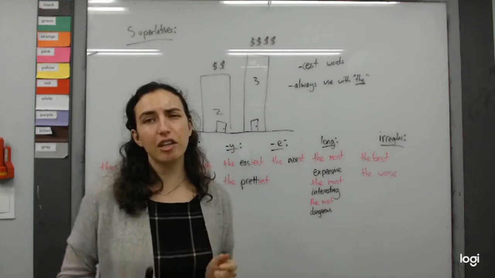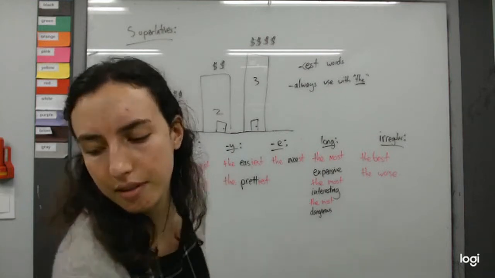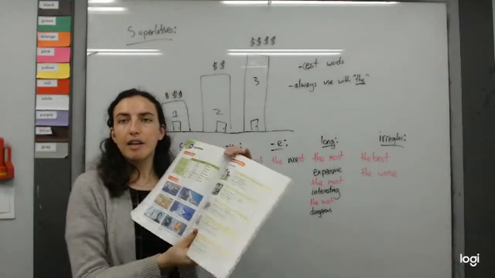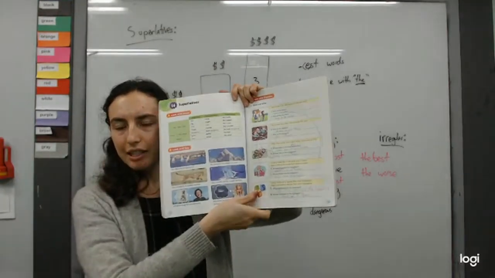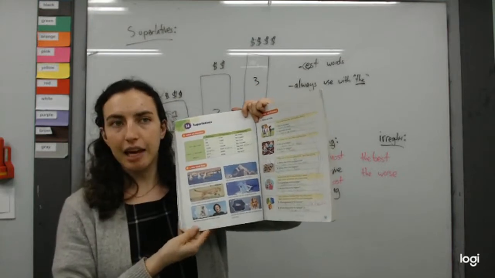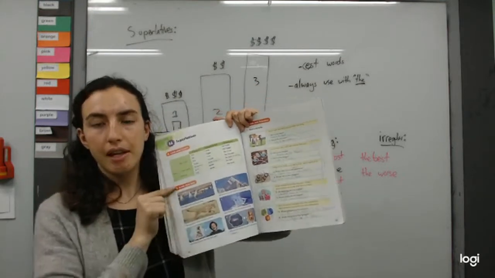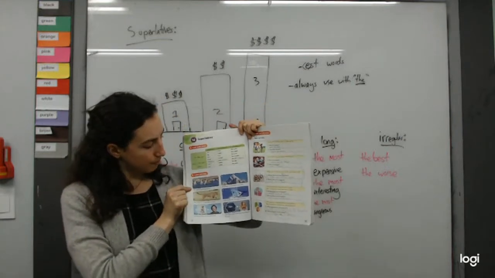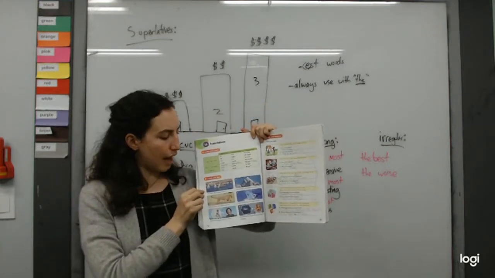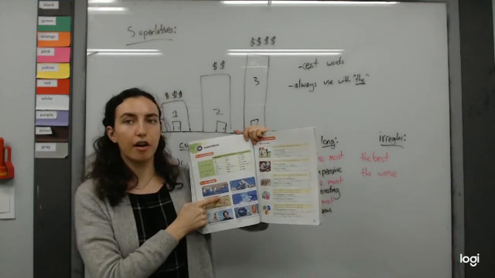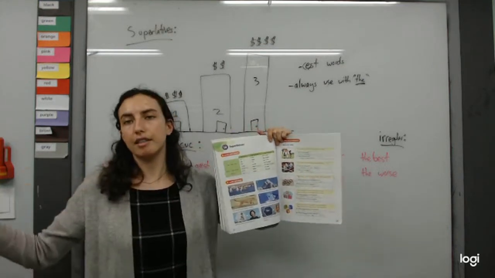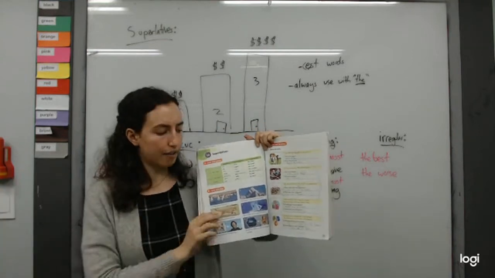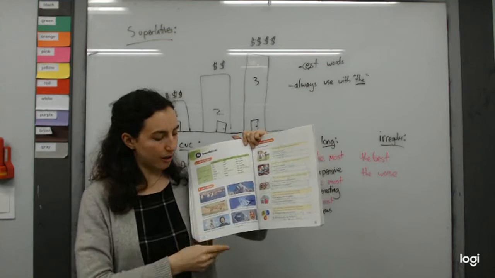Or actually, let's look in the book at the example sentences. So, in your book on page 58, I want you to read along with me these examples of superlative sentences. So the first one, we see the Nile. The Nile is the longest river. The Nile is the longest. It is the most long. There is no river that is longer than the Nile. All other rivers are shorter.